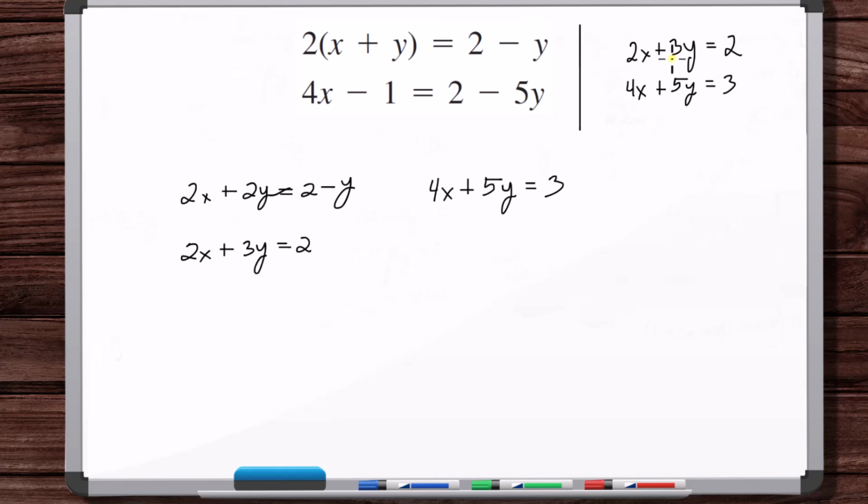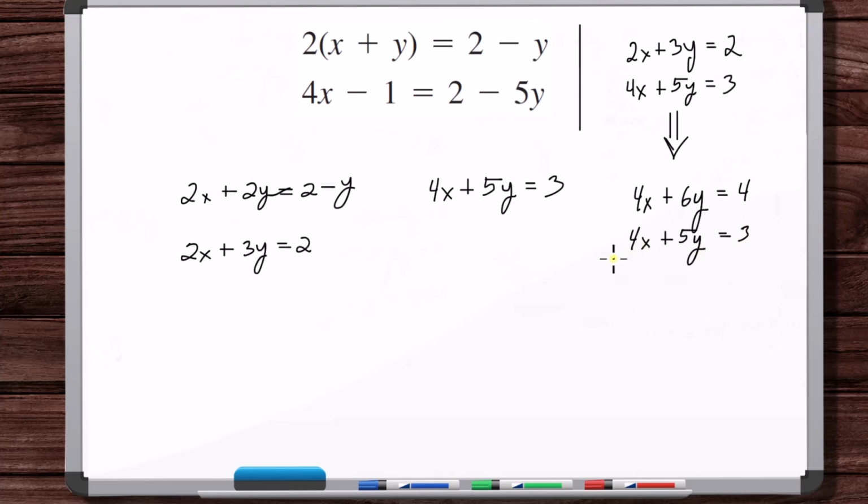All right, so here there's no variables with a coefficient of 1, so let's use the addition method. But again, you could use substitution. It's not a problem. So what we want to do is multiply the first equation by 2. So 4x plus 6y is equal to 4. And then we don't have to do anything to the second equation.